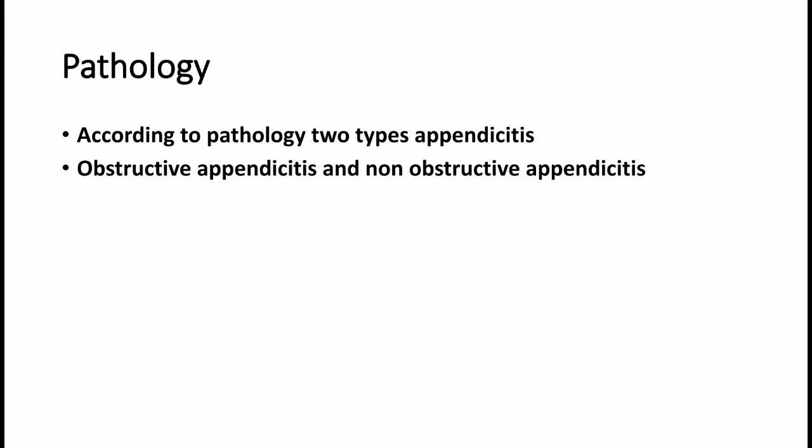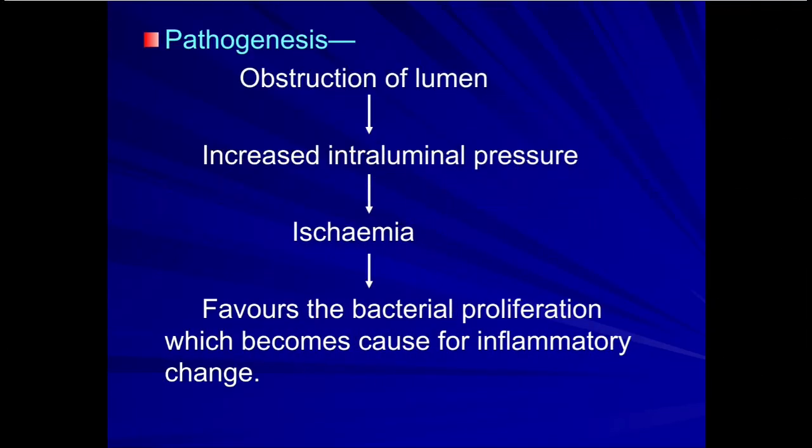According to pathology, appendicitis is of two types, obstructive appendicitis and non-obstructive appendicitis. Now we will see each in detail. Pathogenesis of obstructive appendicitis. There will be obstruction of the lumen, which will cause increased intraluminal pressure that will induce ischemia, which favors the bacterial proliferation and that will cause inflammatory change in the appendix.